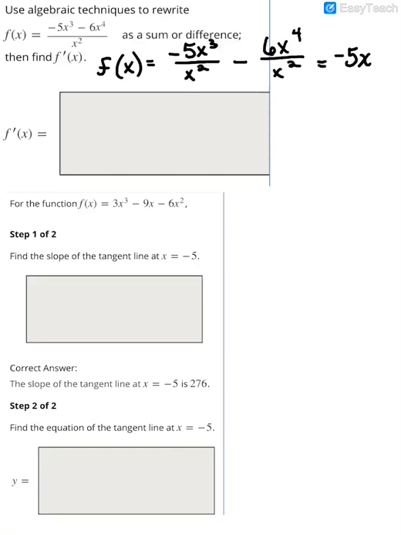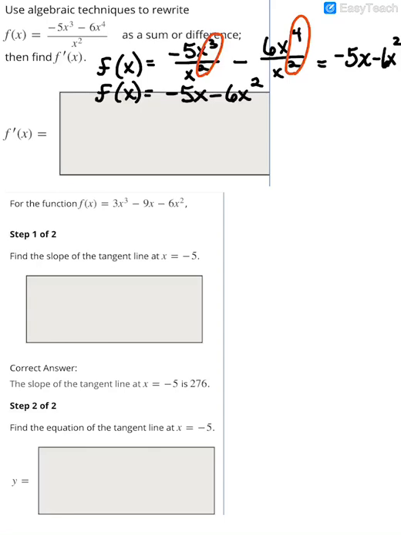Notice if you subtract their powers, 3 minus 2 leaves you with an x to the first on top. And then I have minus, it's going to leave me with a 6x squared. And again, if you were to subtract their powers, 4 minus 2 leaves me with a power of 2 on top. So now, with this particular function, f of x, I am going to apply my power rule for derivatives.